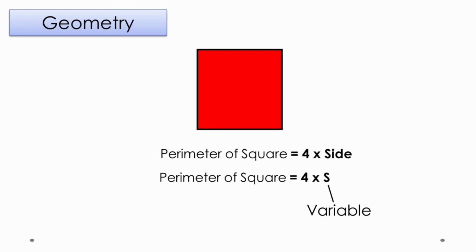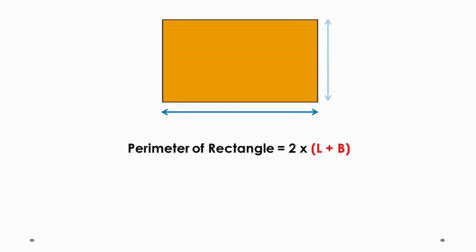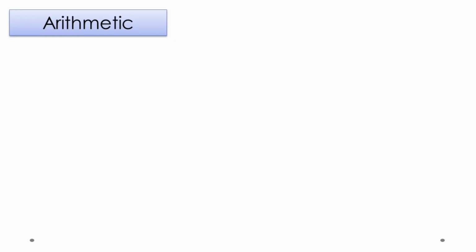If we look at the formula for the perimeter of a rectangle, it is 2 into L plus B. Now these L and B are the length and breadth of the rectangle, and these are the variables here. Value of these variables will depend upon the given length and breadth of any rectangle. Similarly, all the formulas in geometry make use of variables.